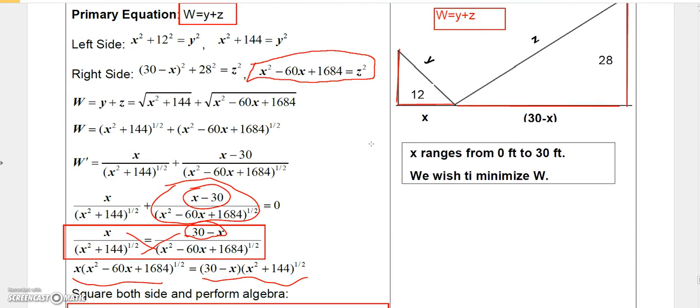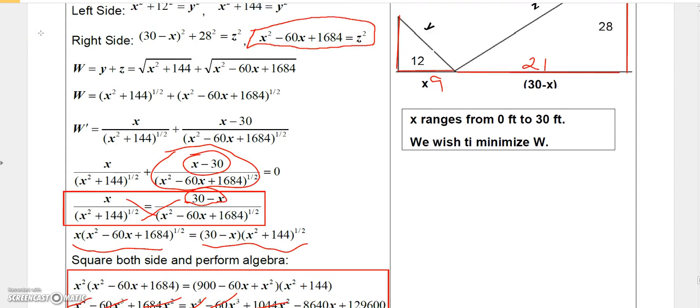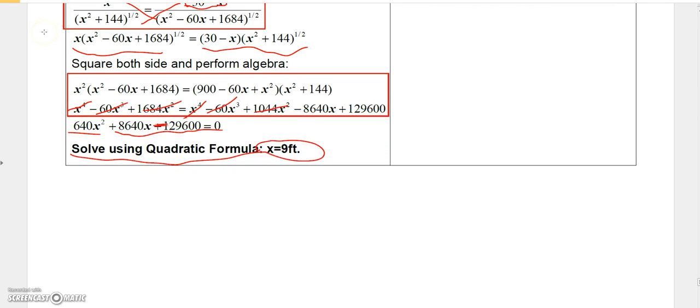So now go back to the problem. Now we know that we should place this 9 feet from the smaller pole, which would put us 21 feet from the larger pole, and that would minimize the sum of these two wires. Okay, and so that's the last optimization problem that I have.